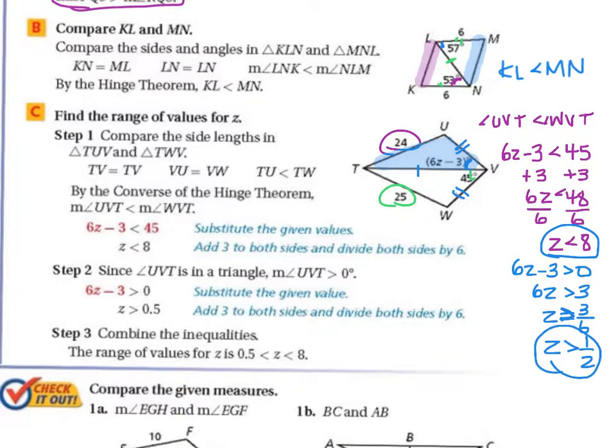And to write that in one statement, I would put the smaller of the two on the left, so the 1/2 goes on the left. Z has to be greater than that, and Z has to be less than the bigger of the two, which is 8. So this time it asks for a range, and you're setting up the range of what it has to be bigger than and smaller than.